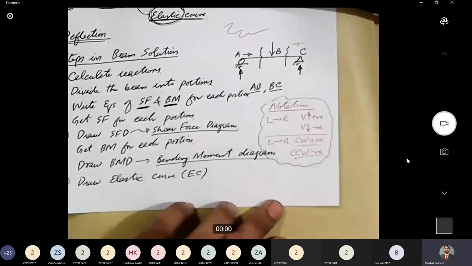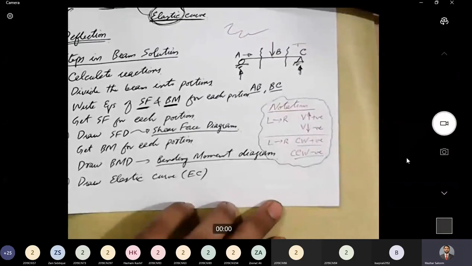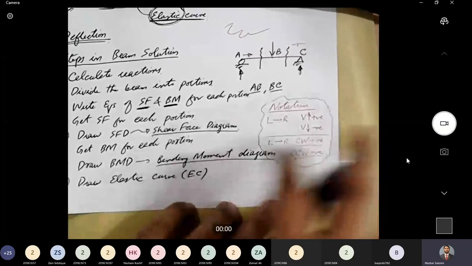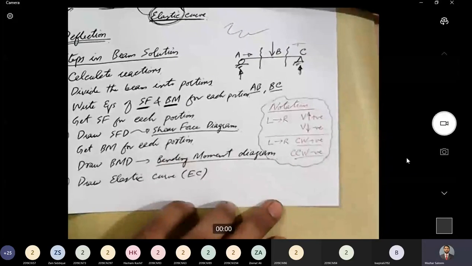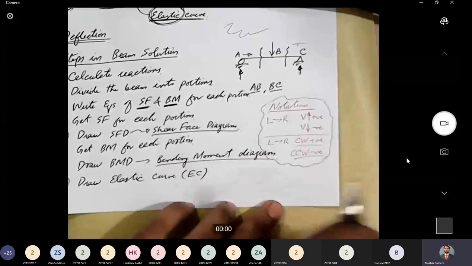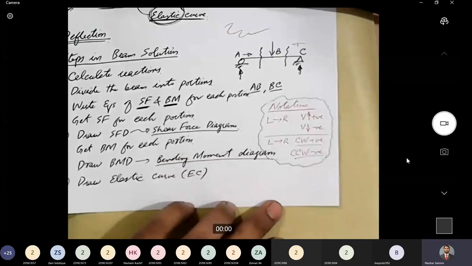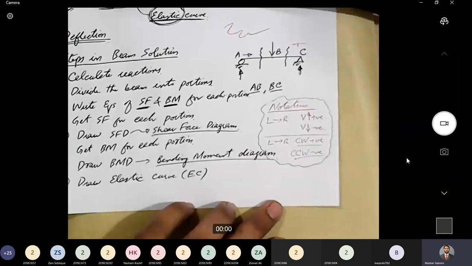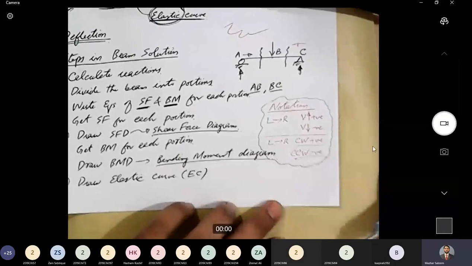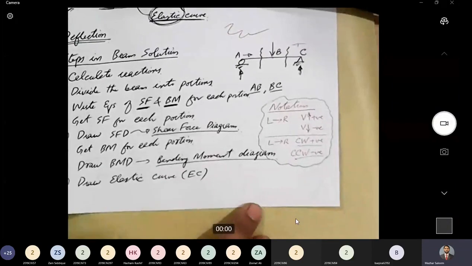I'm not saying it's a rule, and that in every book or in every article that you read on the internet or in some handwritten notes, this convention will be the same. I'm not saying that. We are fixing this convention for our convenience, and most of the time this convention is followed, but not always. Okay, as we are beginners, we will just stick to one convention, and that is this convention. Is that clear? Anybody having any question about this beam solution steps and our convention?